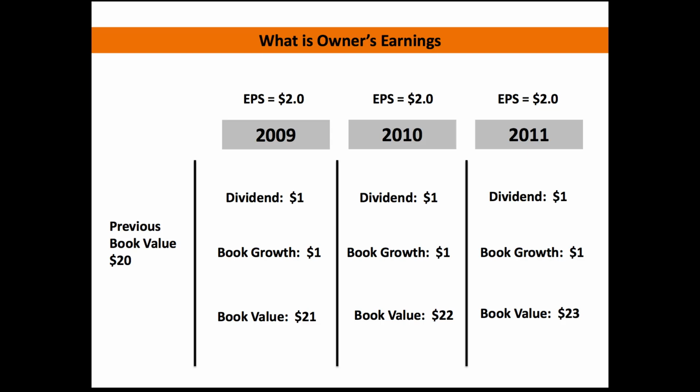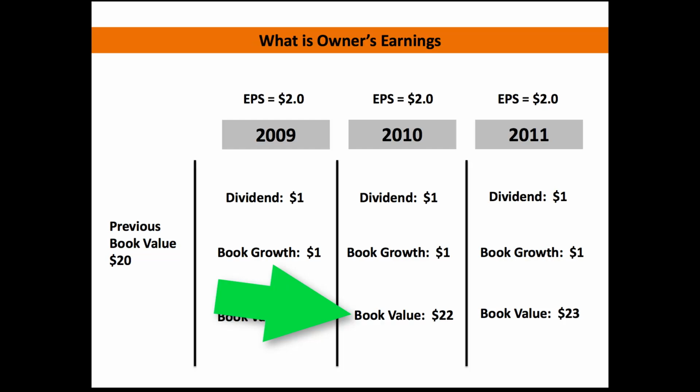Okay, so I've got a very generic scenario here, and we're just going to use the same $2 of EPS that we were just talking about before. Okay, and let's assume that we're looking at a business that has a book value of $20. So as we start over on the far left of this slide, you can see that the previous book value prior to 2009 was $20. And if we had a business in a very generic scenario here that had a $2 earnings per share, we're going to assume that $1 of that earnings was paid to the owner as a dividend, and that the other dollar was reinvested back into the company. And what it did is it made the book value grow by $1. So we see the book value change from $20 to $21 in 2009.